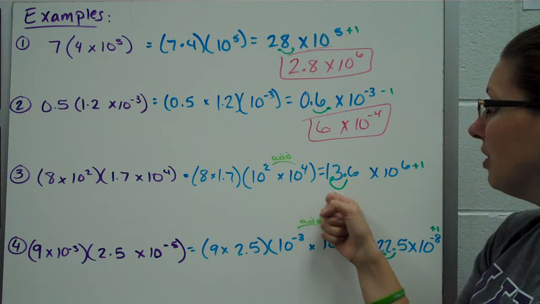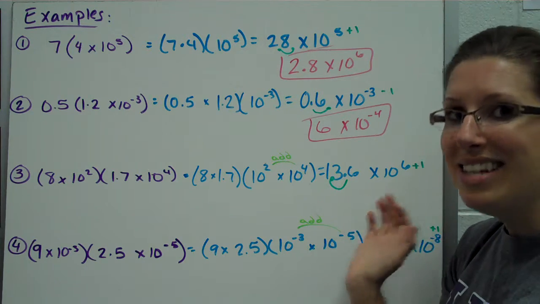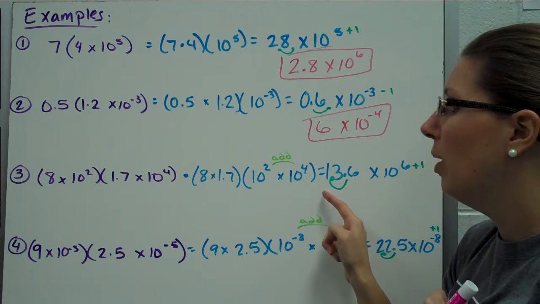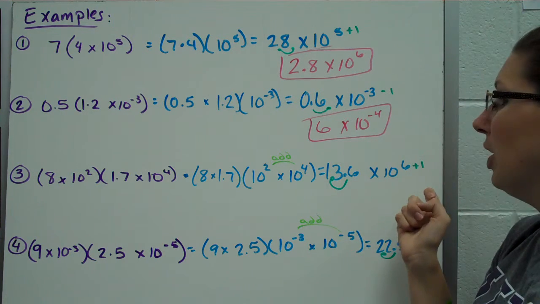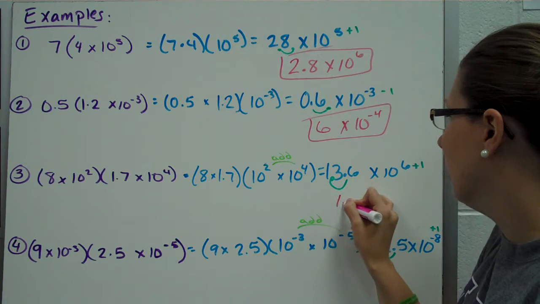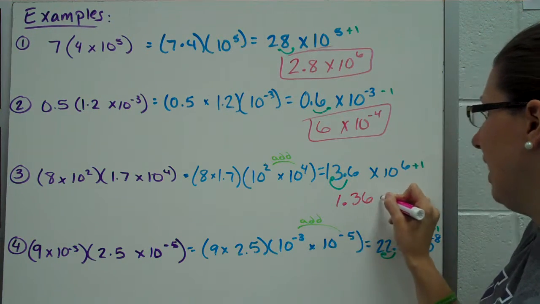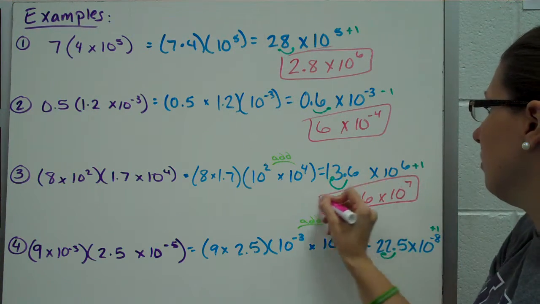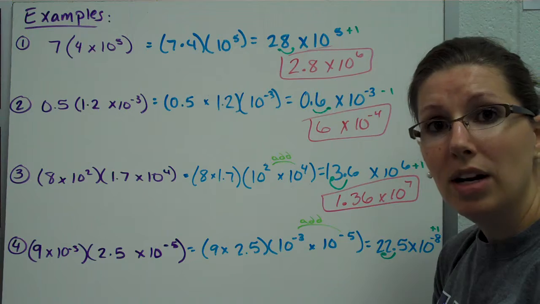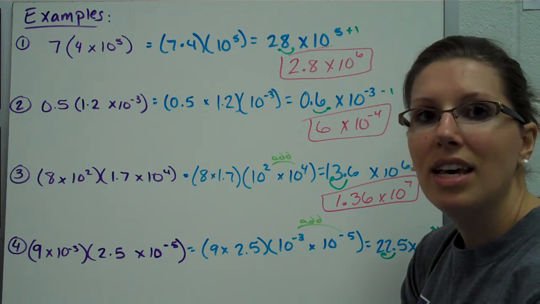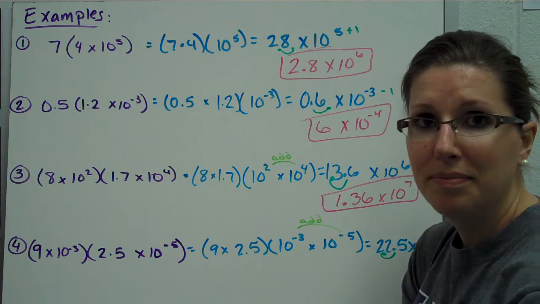But if you look, 13.6 is not in the range that I need. So I'm going to move the decimal one place to the left, and I'm going to add to my exponent. So my final answer, 1.36 times 10 to the 7th. Why don't you pause the video here, try this last one on your own, don't look at the answer, and see if you get what we get.